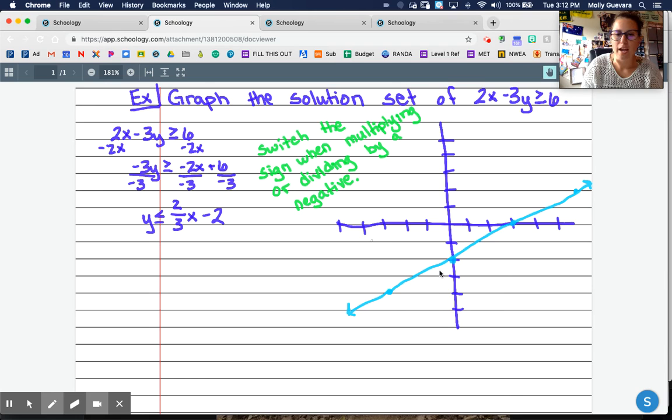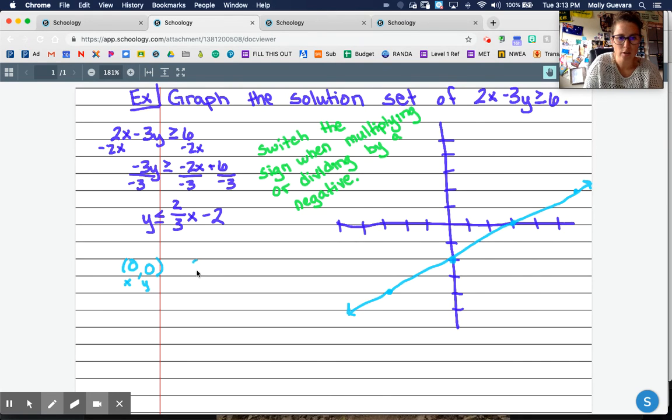Okay, and then now let's figure out what side to shade on. So I'm going to, again, use 0, 0. Do you see how 0, 0 is not on the line? And that's my x and my y. And I'm going to plug it in. It doesn't matter, I'm going to plug it into the original one.